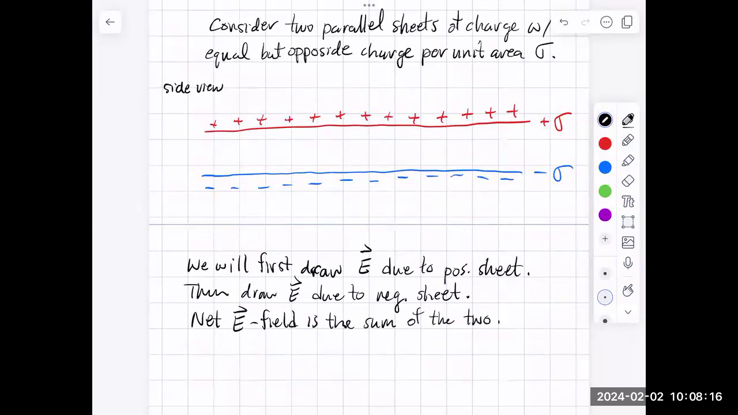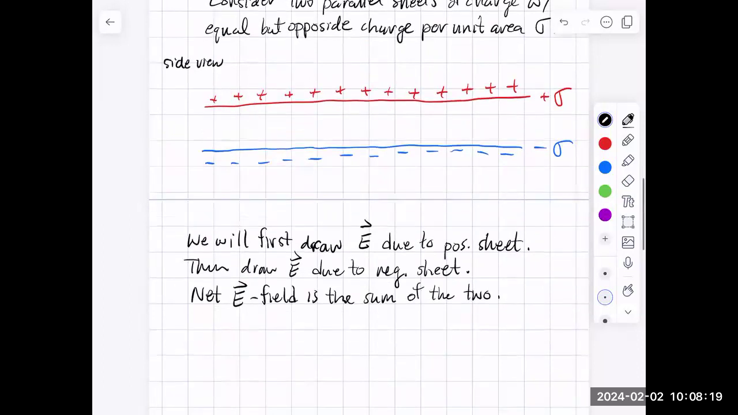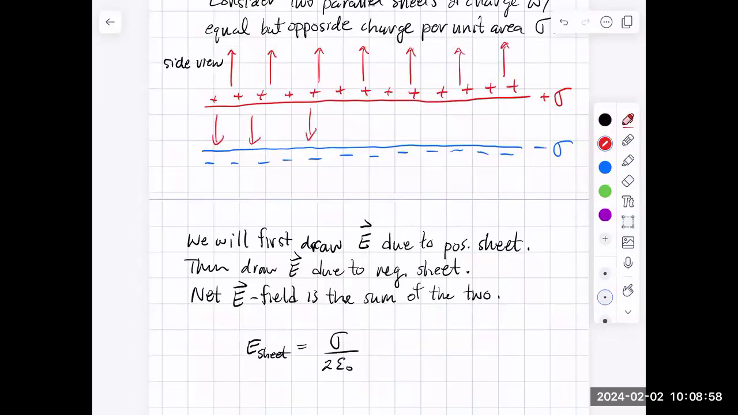Okay, and let's just remember, we wrote it down above, but the electric field due to a sheet of charge was sigma, the charge per unit area, divided by some constants, 2 times epsilon naught. Okay, and we also know that the electric field will be perpendicular to these sheets. So let's start with the positive one. We know that electric fields point away from positive charge. So if I'm above the charge sheet, the electric field will be pointing up. And if I'm below it, it will point down, right? Always away from the positive charge.